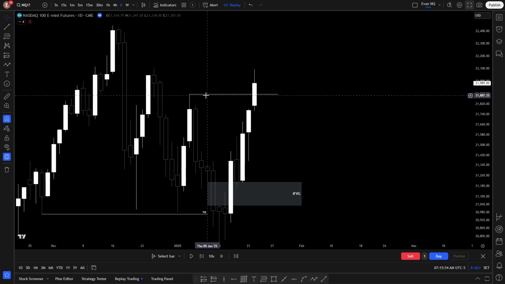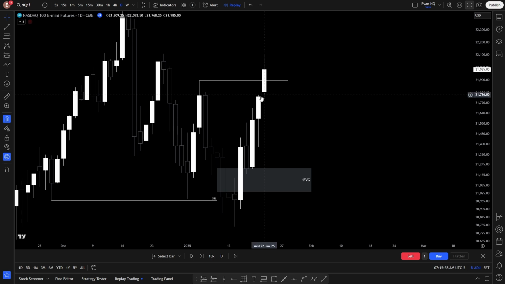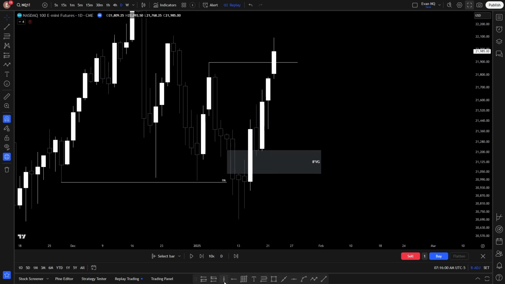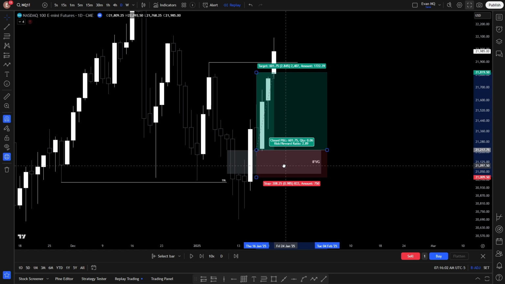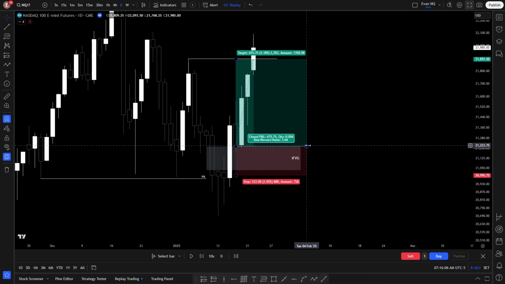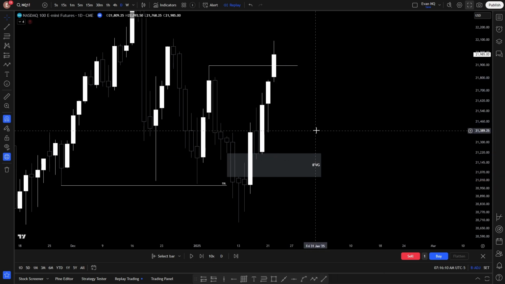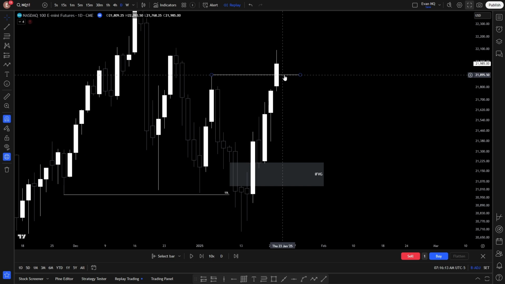And just like that, it takes it out. So if you're a swing trader and like to swing the daily, that would have been a nice trade. Tapped right into the inverse fair value gap. Stop right here at the low, targeting that internal high. Would have been a nice 1 to 3 RR. Unfortunately, I'm not a swing trader. I don't have the patience for that, but that would have been a good trade for you guys.